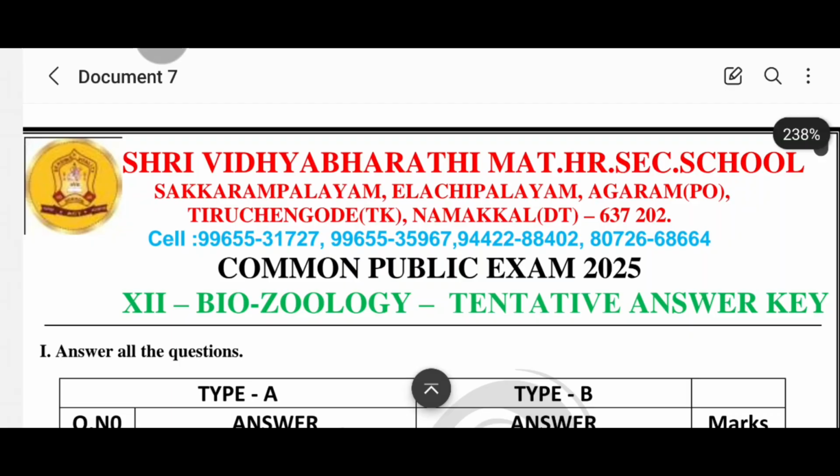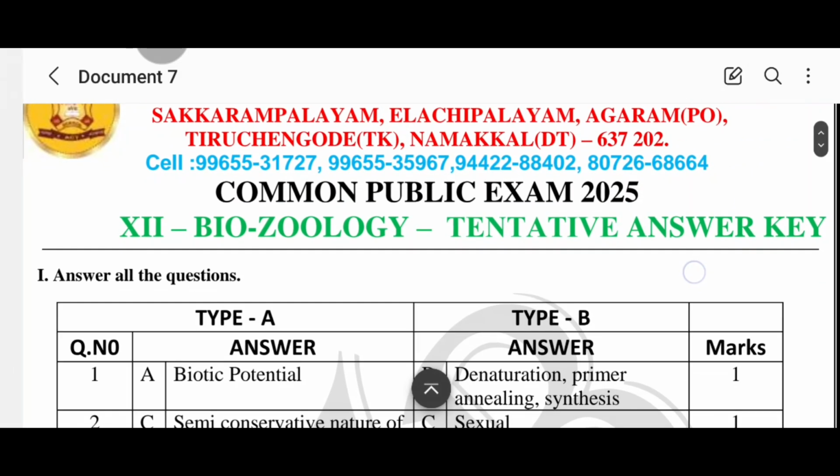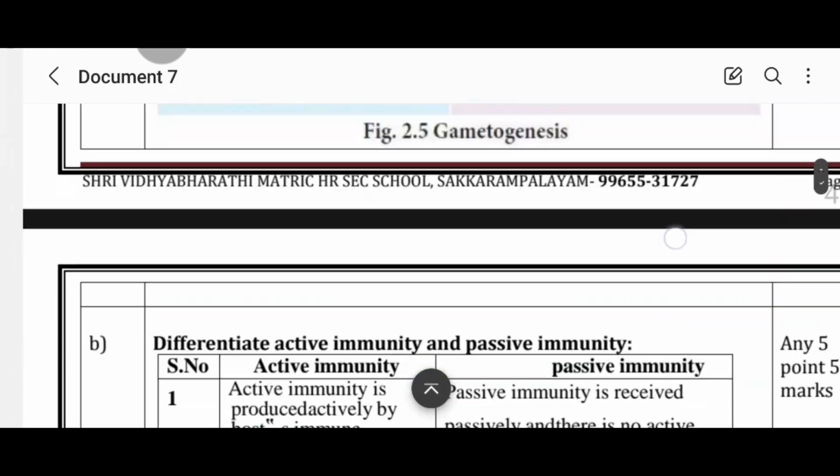Today we discuss the Common Public Examination 2025 Biology, especially the Part 2 Bio-Zoology answer key. Now we discuss the 1 mark questions.